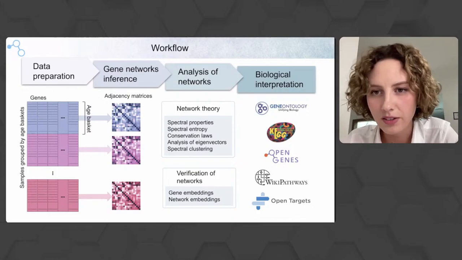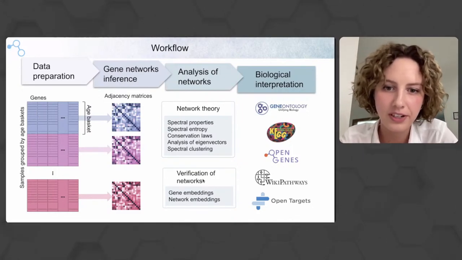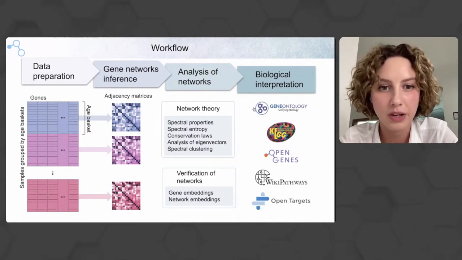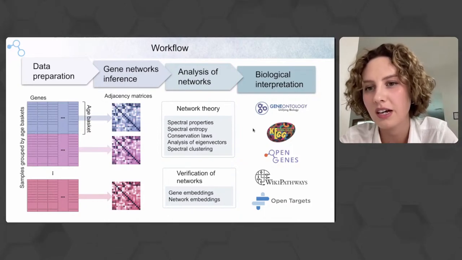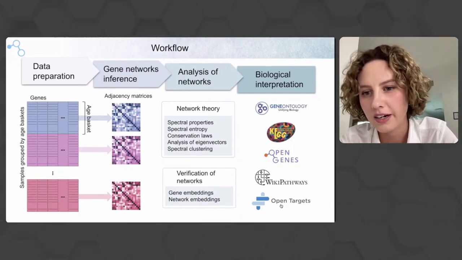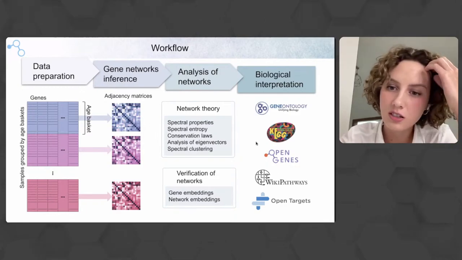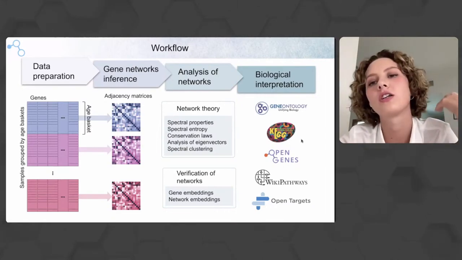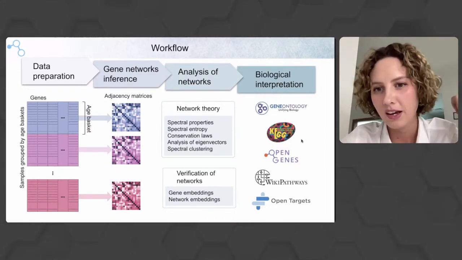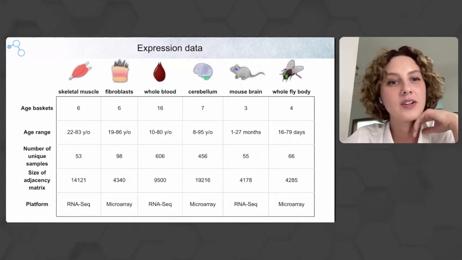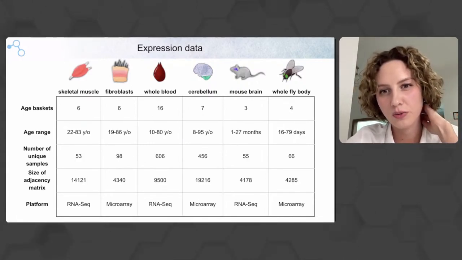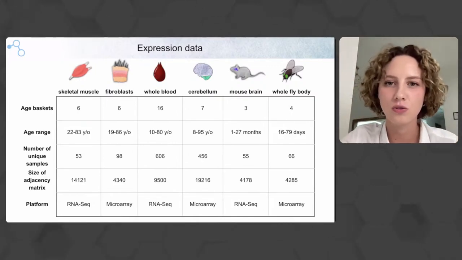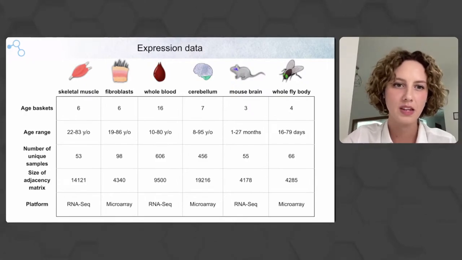And then finally, after verification of networks and application of network theory, we get spectral clusters, and we analyze them with different databases of genes and with our Open Genes database to biologically interpret what we got. So this is the data from Gene Expression Omnibus that we already downloaded and analyzed, and did all the previous steps I have described.